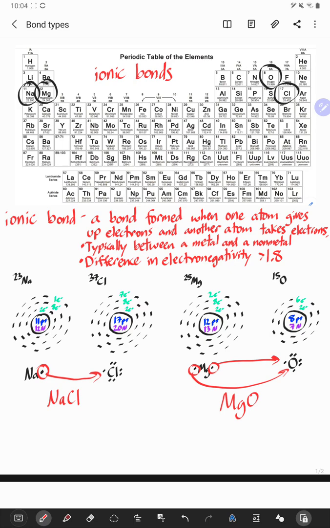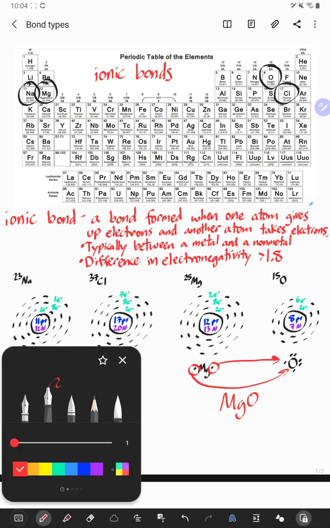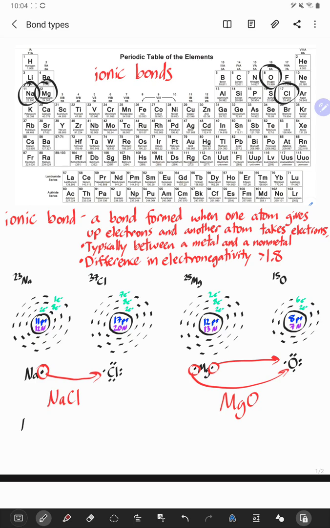Okay, now what if it's not a perfect scenario where sodium has 1, chlorine is looking for 1? What about if we had a bond between sodium and oxygen? What would happen here? Sodium and oxygen. It's not a perfect match, but to give you a hint, I'm going to draw multiple sodiums and multiple oxygens, and maybe after seeing multiple of them drawn, we can figure out what to do from there.